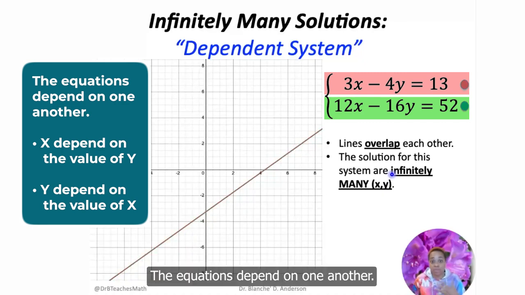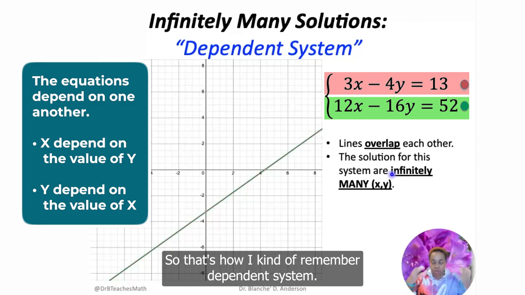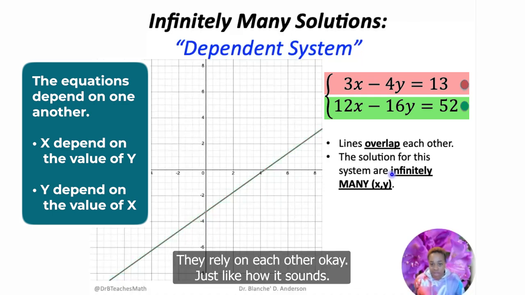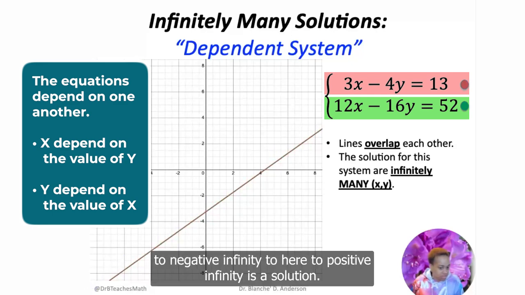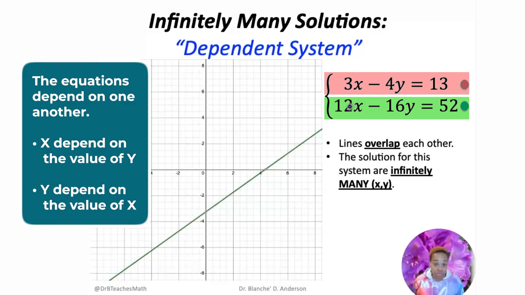The equations depend on one another. You can't have one equation without the other. That's how I remember dependent systems. If you can remember independent, they intersect; dependent, they rely on each other, just like it sounds. But that means every single point from negative infinity to positive infinity is a solution. It has infinitely many solutions.